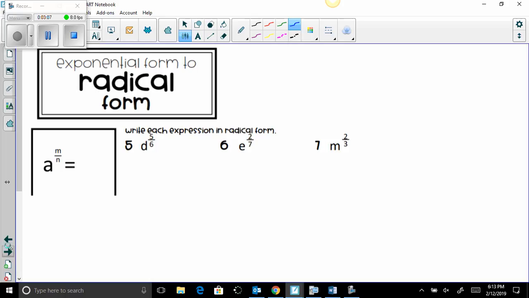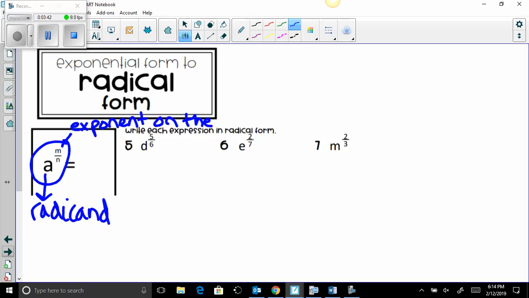All right, let's go on to exponential form. We want to look at it in exponential form and change it to radical form. In order to do that, we need to understand what important parts we have in exponential form. If I look at this exponential form, my A is going to be my radicand, the number under the radical. My M is going to be the exponent on the radicand. And the N is going to be my index.